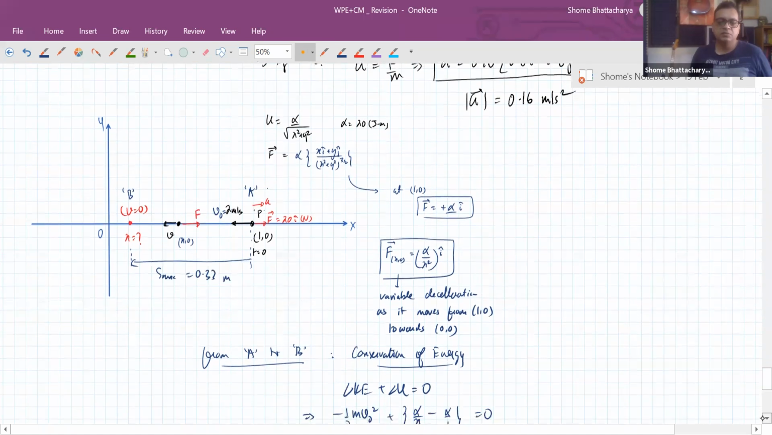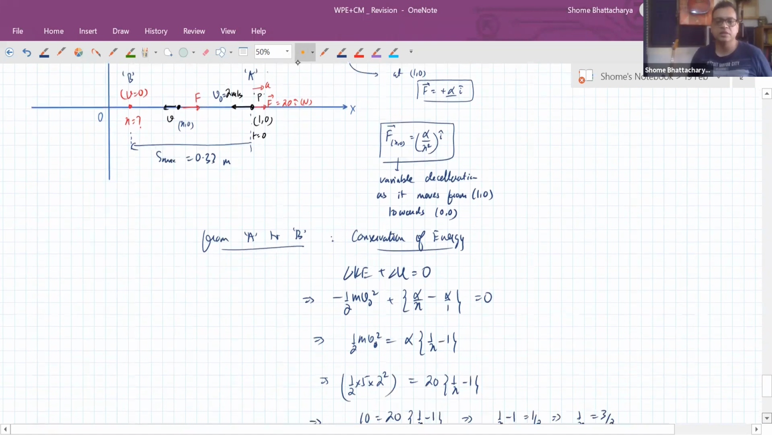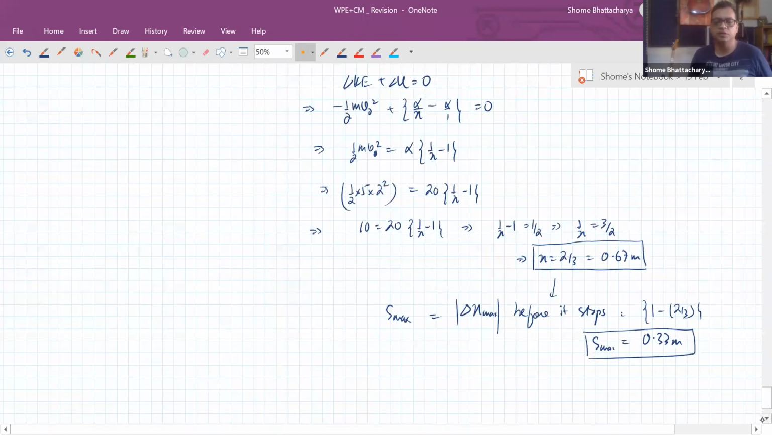So this is another example of the relationship between potential energy and internal conservative force and the type of problems you can do with it.